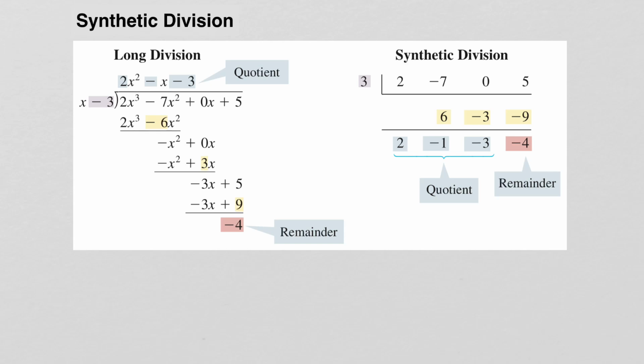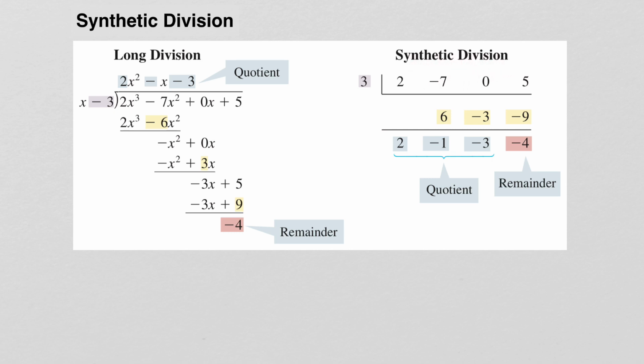Now let's focus on a method of division called synthetic division. Synthetic division is a way of making long division a much easier process. Suppose we want to divide the polynomial 2x cubed minus 7x squared plus 5 by x minus 3. One way to do this is by using long division, and I won't rehash all the steps here, but you can go through and verify that all of this is correct. But there is a much quicker way to get the answer by using a process called synthetic division.